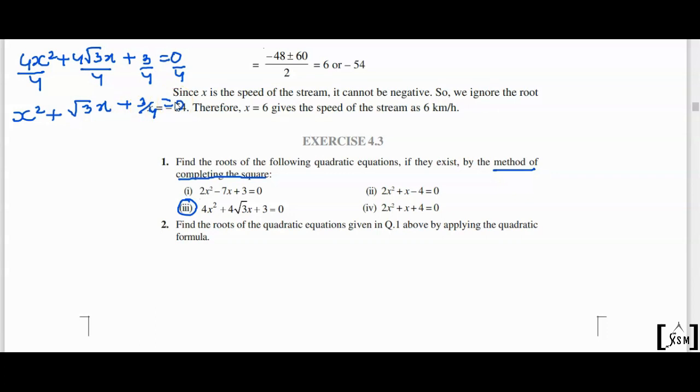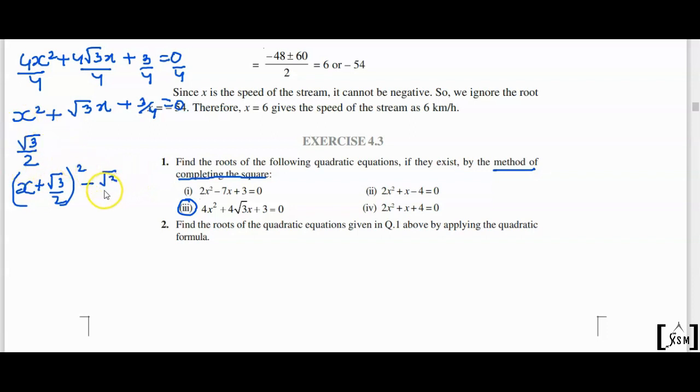Right? Okay. And then the first step is, whatever the x coefficient is, you divide by 2. So square root 3 has been divided by 2. Okay. Now we'll use the completing the square method. So we get x plus square root 3 over 2, and we square it, and then we subtract the square of this number.